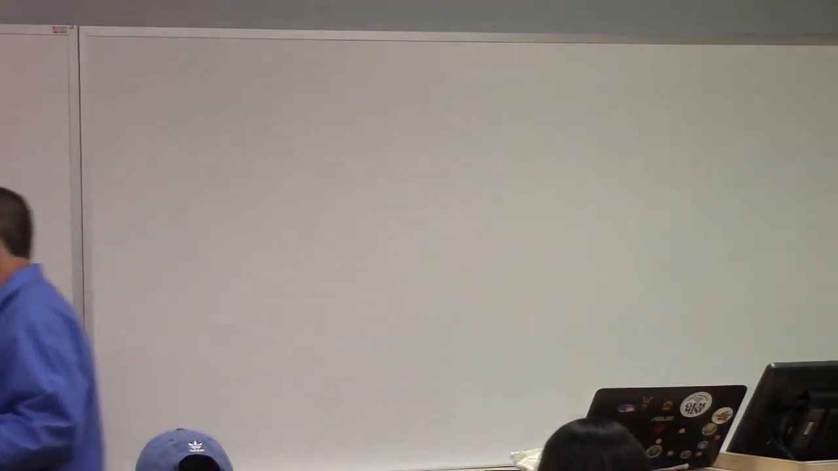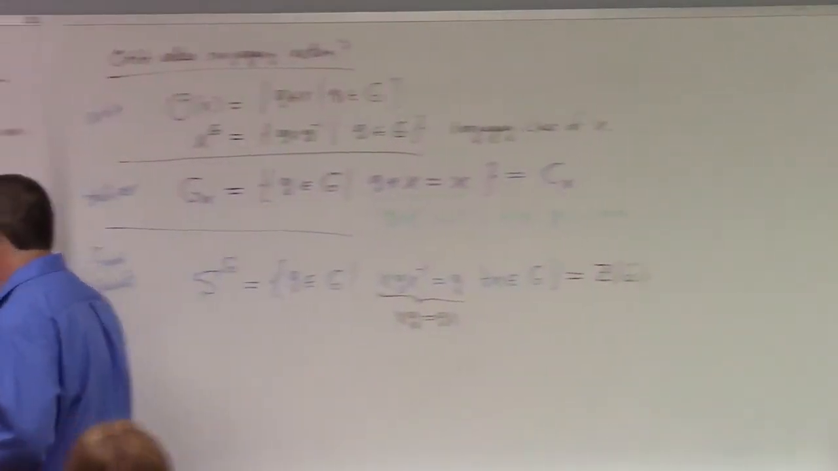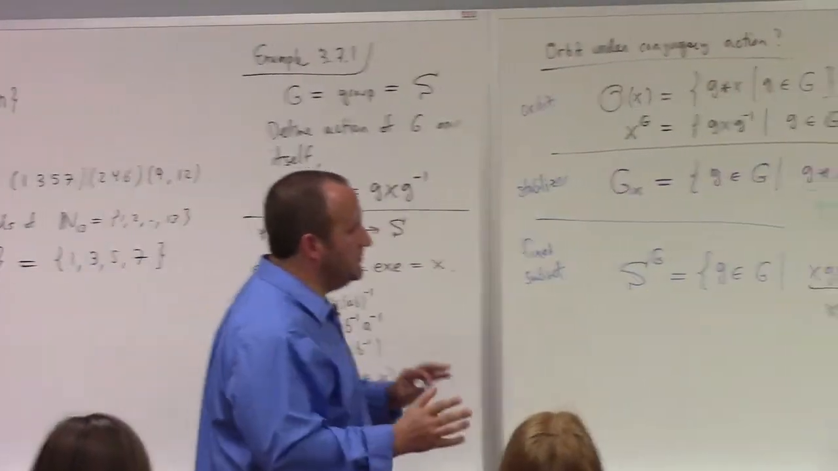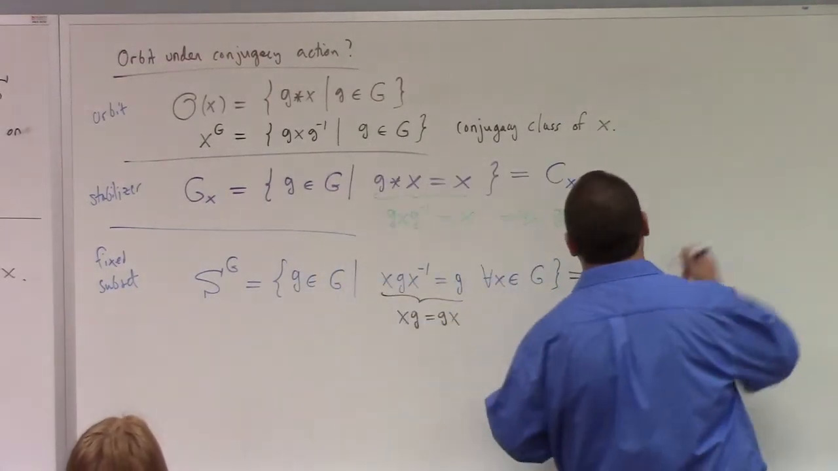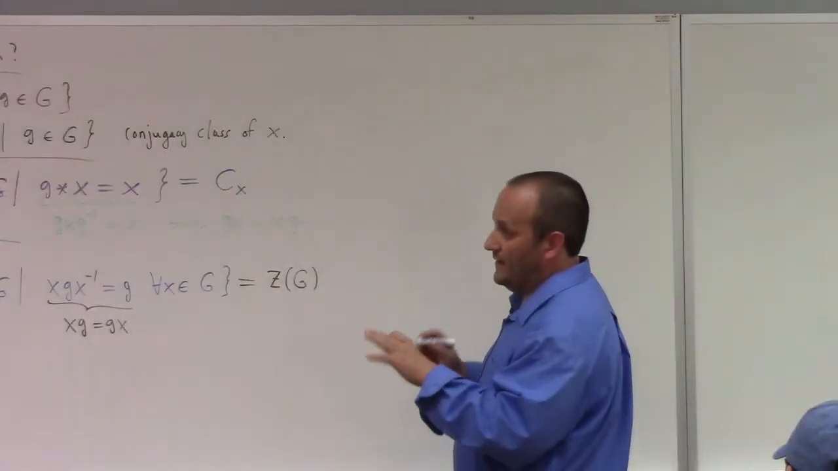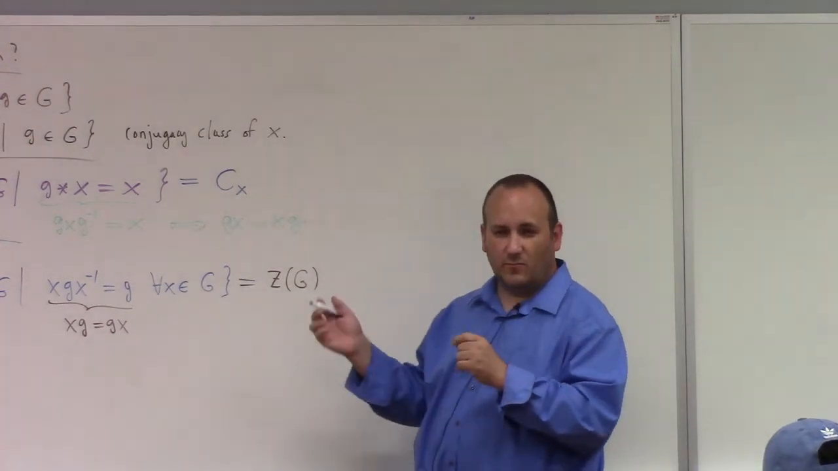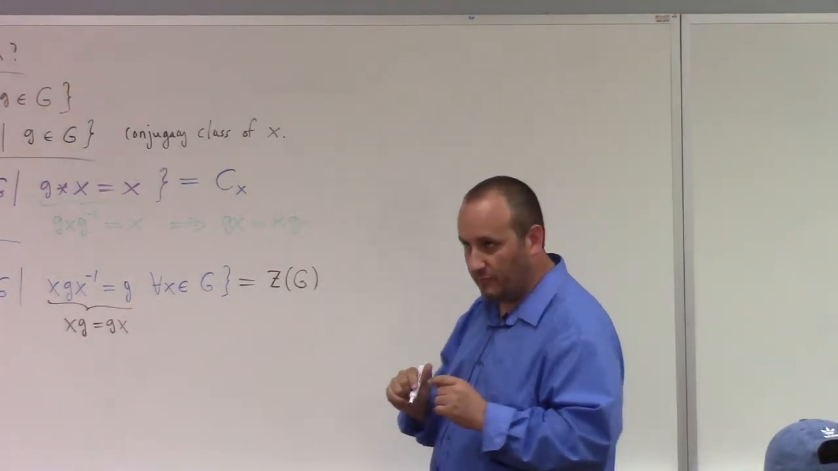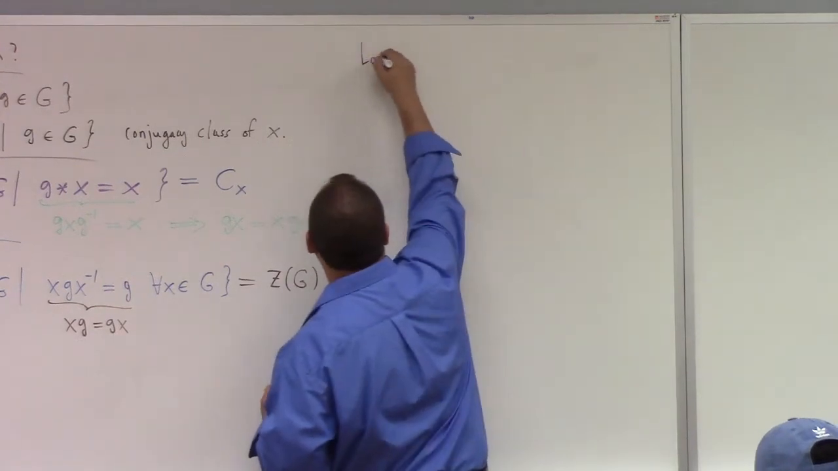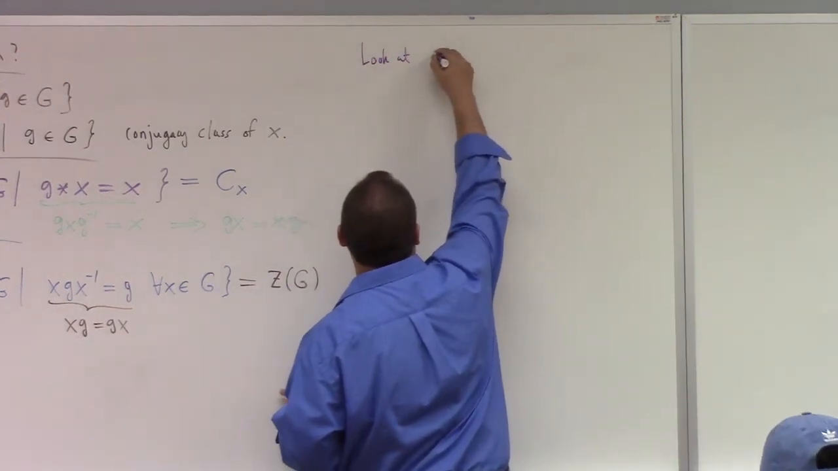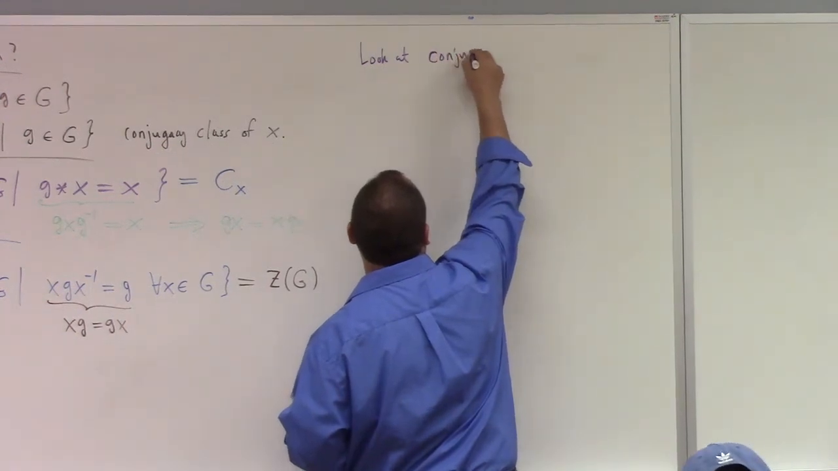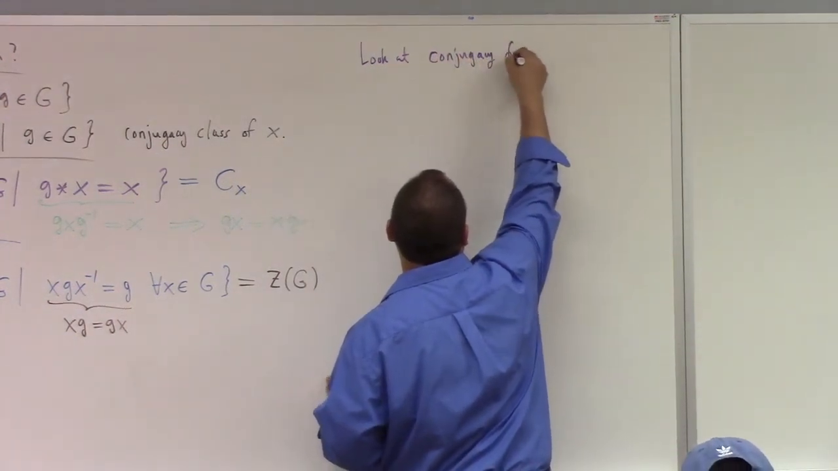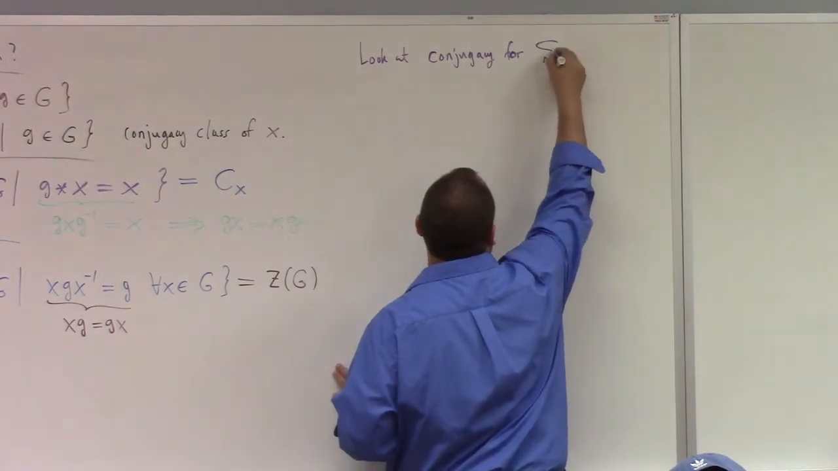Now, before I do that, I'm just going to pause and take a second. I'm actually going to focus our attention on the conjugacy group action as it works specifically on the group of permutations. So let's look at conjugacy for S_n.